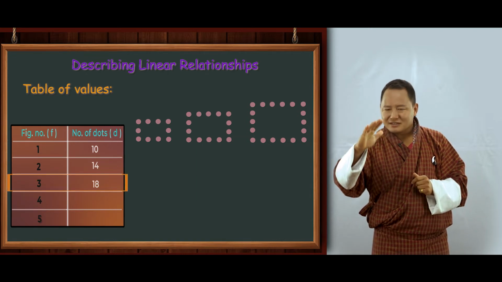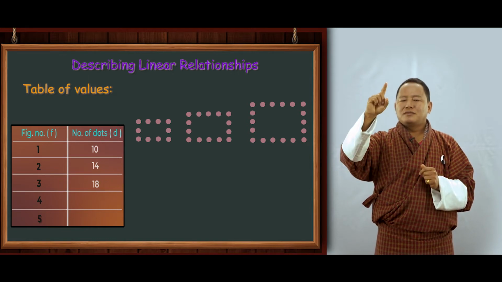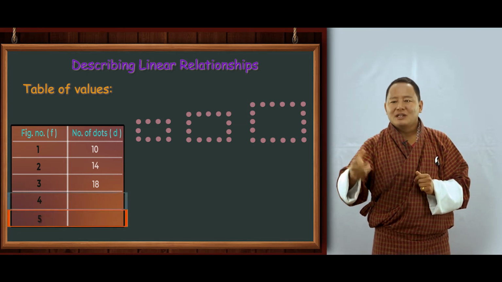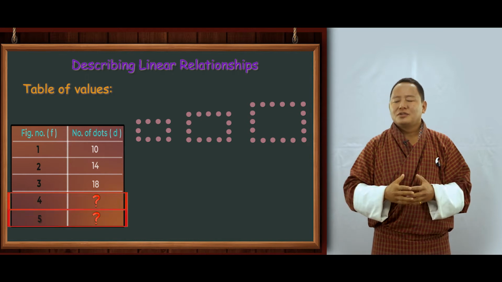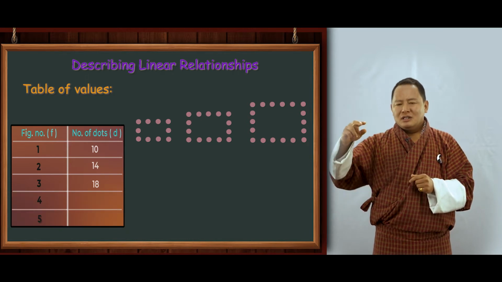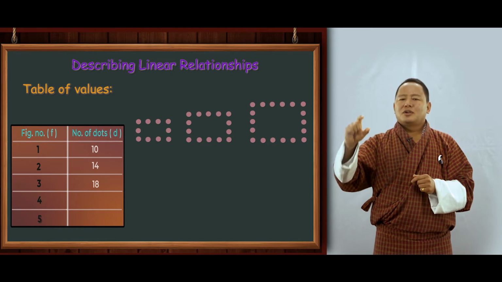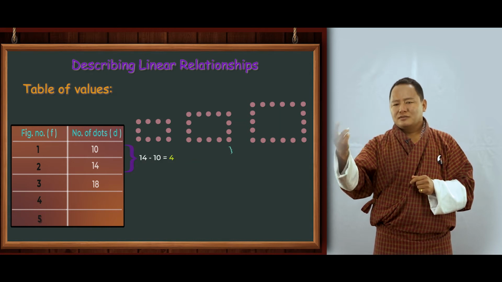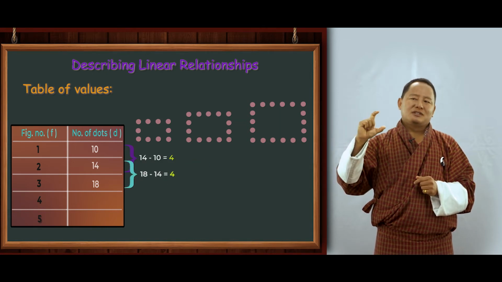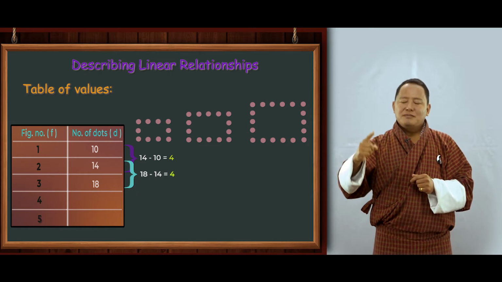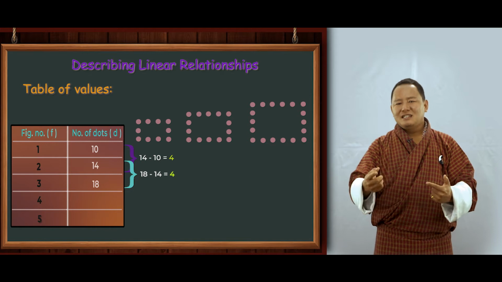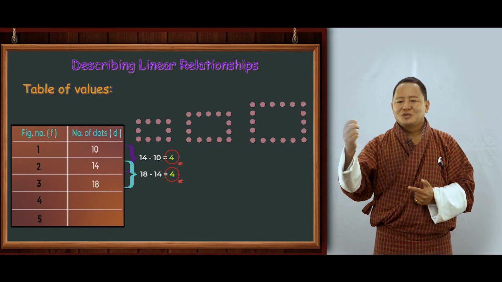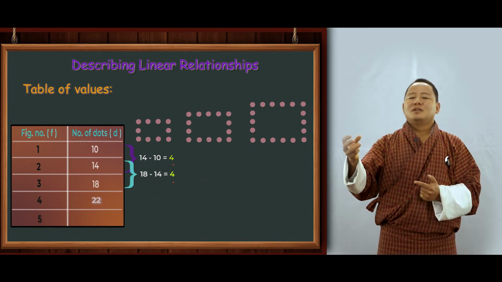So by looking at the number of dots in figures 1, 2 and 3, for figure number 4 and 5, will you be able to say how many there are? Of course, I'm very sure you must know. If you look at the difference between the number of dots, 14 minus 10 is 4, and 18 minus 14 is again 4. So there is a difference of 4, which means every successor figure exceeds the preceding figure by 4. So for figure number 4 we will have 22, and for figure number 5 we will have 26 dots.